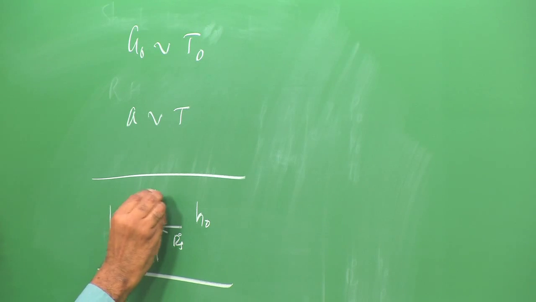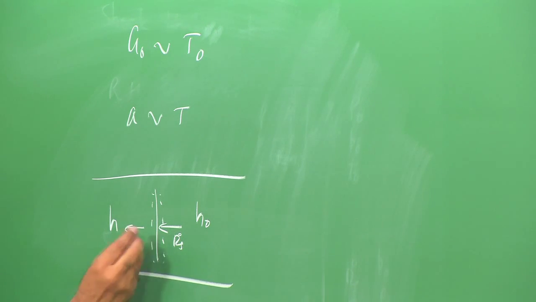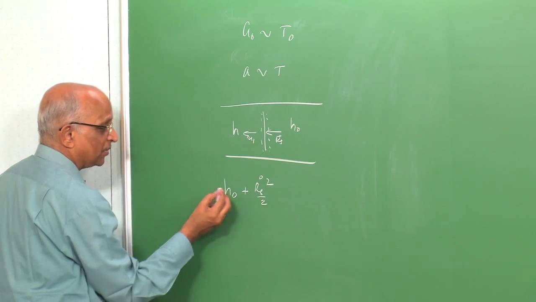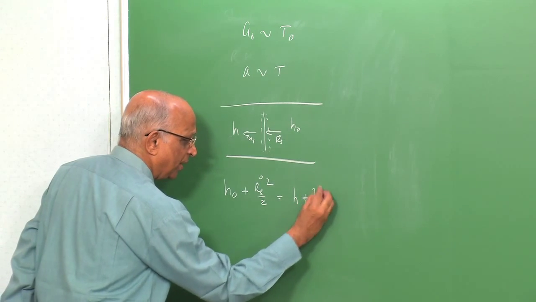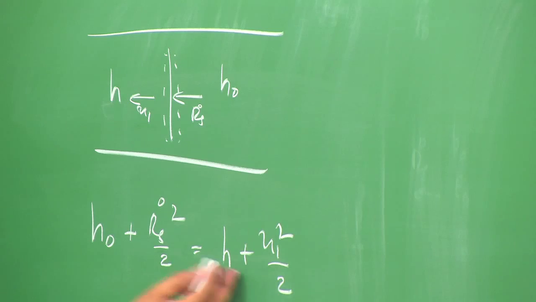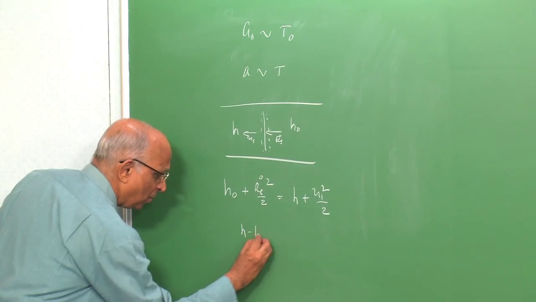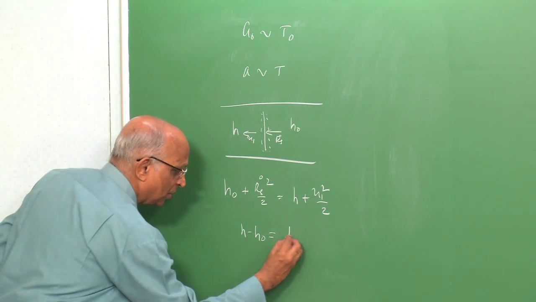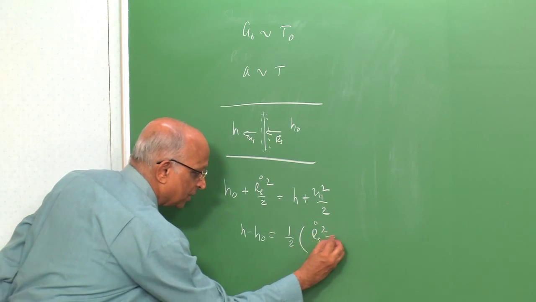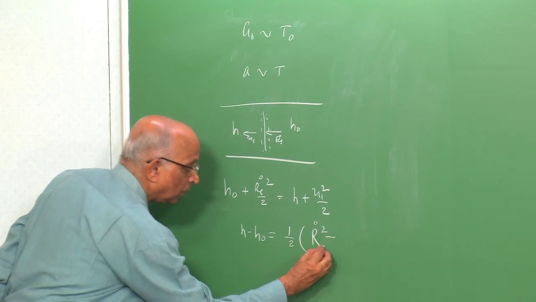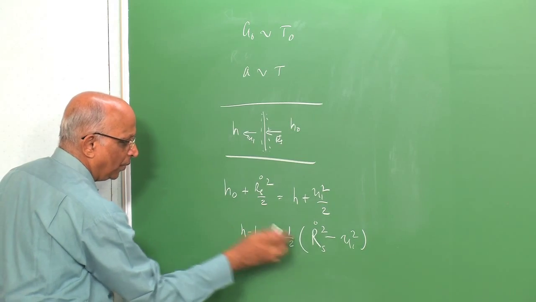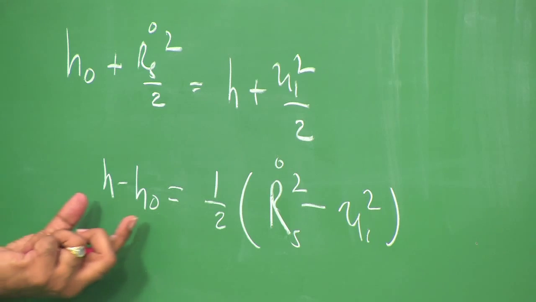We talked in terms of the control volume, and what did we say? That the equation across the control volume becomes h0 plus Rs dot divided by 2 kinetic energy plus enthalpy is equal to h plus u1 square divided by 2. From this equation, if we put the terms here, h minus h0 is equal to half into Rs dot square minus the value of u1 square. And what is h minus h0?